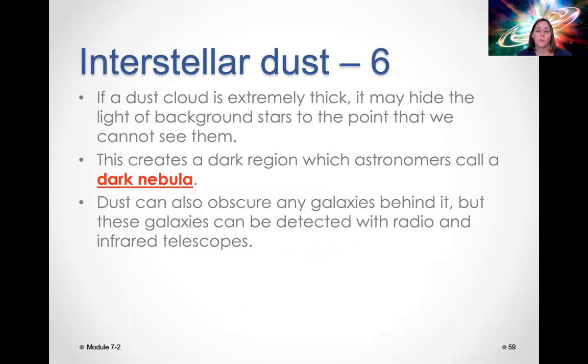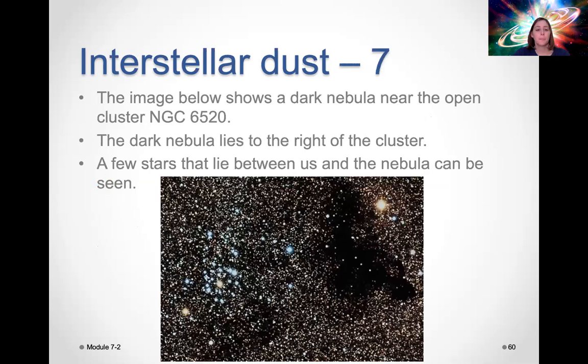This creates a dark region, which astronomers call a dark nebula. Dust can also obscure galaxies behind it, but these galaxies can be detected with radio and infrared telescopes. The image below shows a dark nebula on the right-hand side of the picture. The dark nebula lies to the right of this cluster. Remember our term star cluster. Here we have a star cluster to the left, and here's our dark nebula to the right.